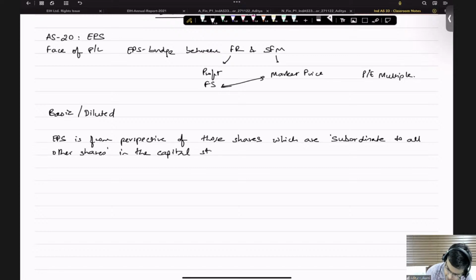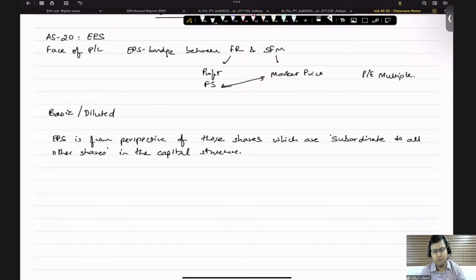In the capital structure. Okay, it's not just equity. Sometimes you may have equity shares with multiple voting rights, differential voting rights. Some equity shares may be preferred over the others. So considering the variety of shares that we can have in our capital structure, from whose perspective do we calculate EPS? We calculate it from the perspective of those shares which are subordinate to all other shares in the capital structure. That means what?